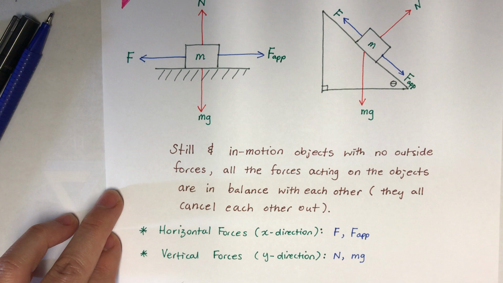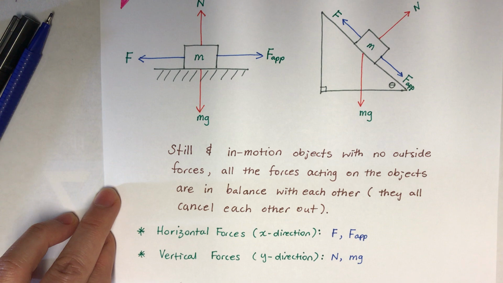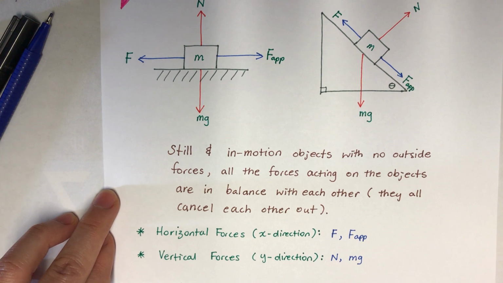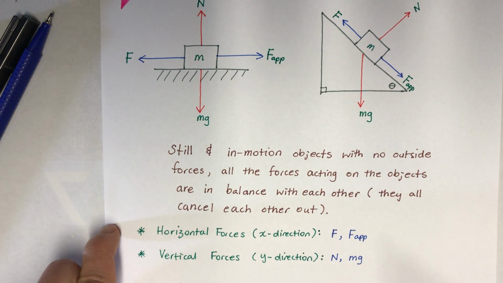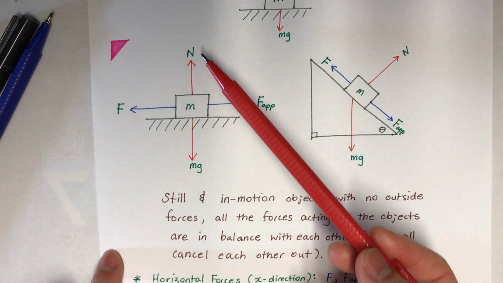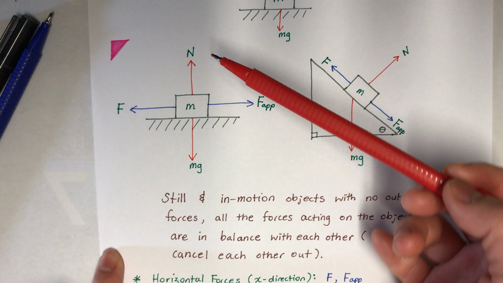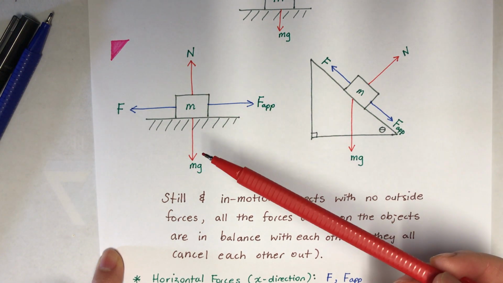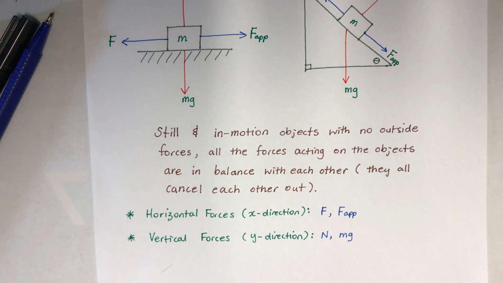Okay, so for still objects and objects in motion with no outside forces, all the forces acting on the objects are in balance with each other. They all cancel each other out, because they're not moving, so there's no particular stronger force to move the object. Now there are horizontal forces, the x direction, and vertical forces, as you can see. Horizontal forces will be friction and applied forces, and vertical forces will be the normal force and gravity force. Okay, so those are the things that we need to use.